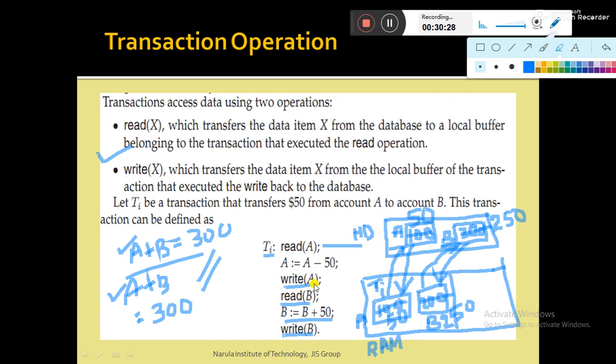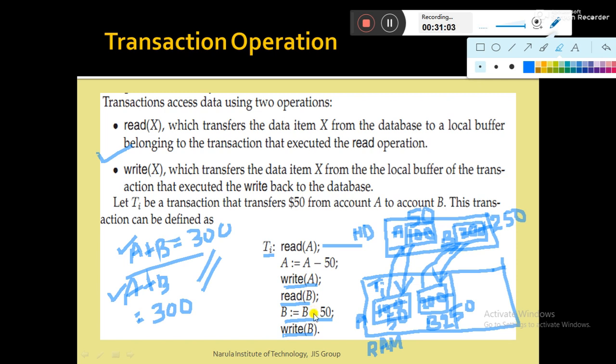So the consistency requirement here is that if a database was in a consistent state before an execution of the transaction, then the database must remain in a consistent state after the execution of the transaction also. And the responsibility to give the consistency property to a transaction lies with the application programmer who actually codes the transaction. Suppose this is the program which is written by an application programmer or software developer.